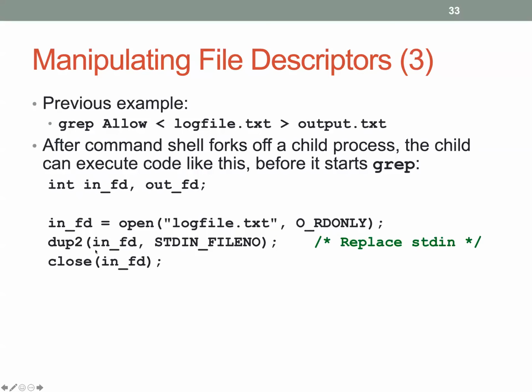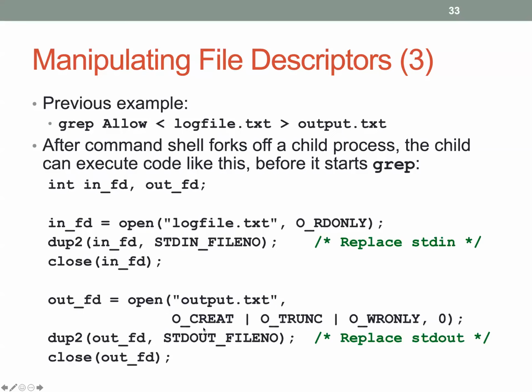Once you've opened that file descriptor, you dup2 it into standard in and then close the input file descriptor. Standard in still has it open. Then you open output.txt. Notice you are going to create it if it doesn't exist or truncate it if it does exist, and you're writing to it only. You dup2 that file descriptor into standard out and then you close the output file descriptor, but it's still open through standard out. Okay? And so this is how you would set up the IO redirection for a command before executing. The last thing you would do is call execve or one of its variants to invoke grep. And if it doesn't come back, you succeeded.